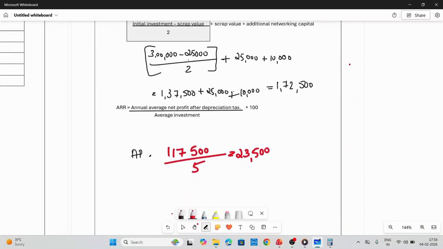So final ARR is, let's write here, 23,500 divided by what's the average investment? It's 1,72,500 into 100. What's the answer? 13.62%. So this concludes your ARR.